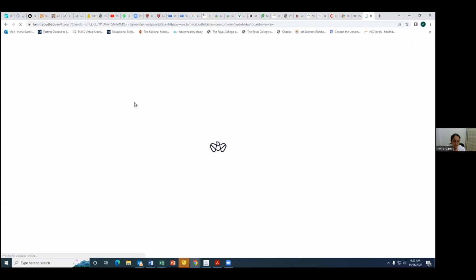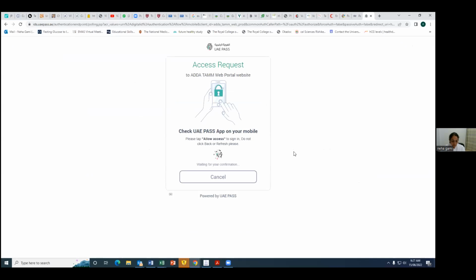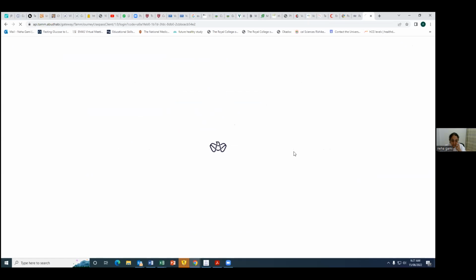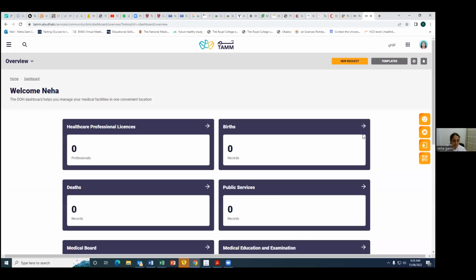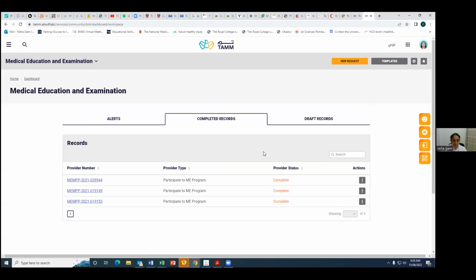Oh, it's logged me out. So I will log in again with UAE Pass. With your phone number, you can log in. You have to confirm this on your phone as you normally do. And once you do that, you will go to DOH. The site is a bit basic, but you have to go through this because Abu Dhabi DOH will not accept any other certificates now if you're licensed with Abu Dhabi. So you go to medical education and examination.